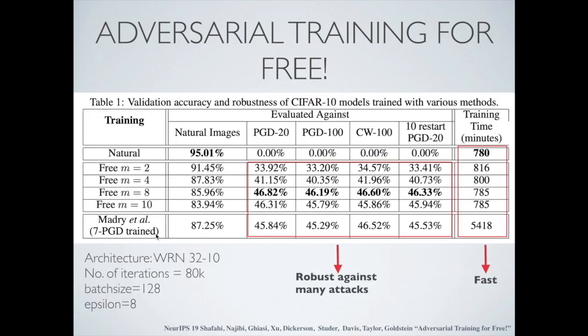When we look at our results on the CIFAR 10 benchmark, we can see that compared to the 7-step PGD trained model, which is this last row, we can train a lot faster, and we have robustness which is comparable to that. Every column here refers to a different type of attack, and every row here, except for our last row, refers to one of our models with a different replay parameter. Note that for the replay parameter 8, we have more robustness compared to the adversarially trained model, even though our training time is a lot less, and it is comparable to a naturally trained model.